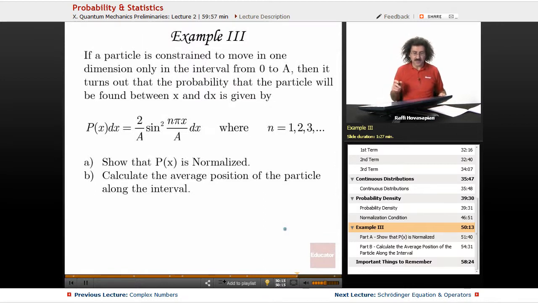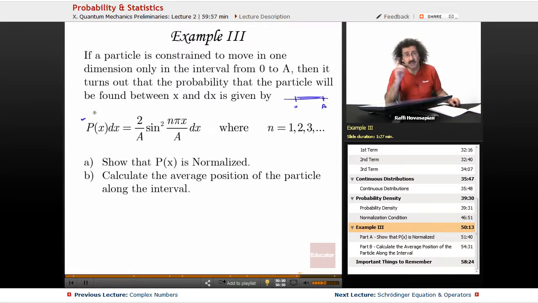Final example. Okay, let's go back to blue here. If a particle is constrained to move in one dimension only, in the interval from 0 to a, along the real line, here is 0, here is a, it's constrained to move here, back and forth, then it turns out that the probability that the particle will be found between x and dx is given by this function right here. We'll see this again.